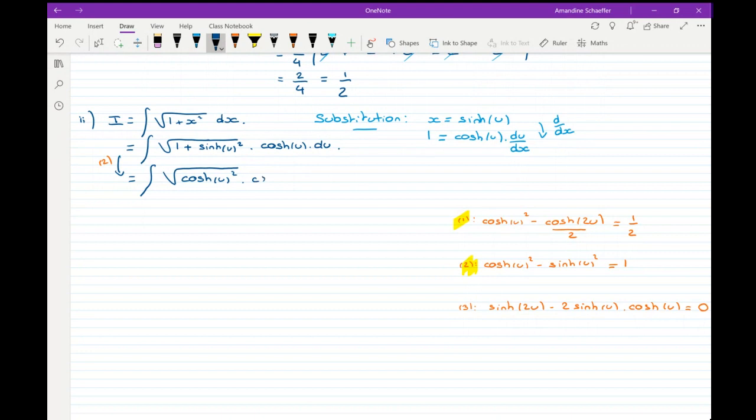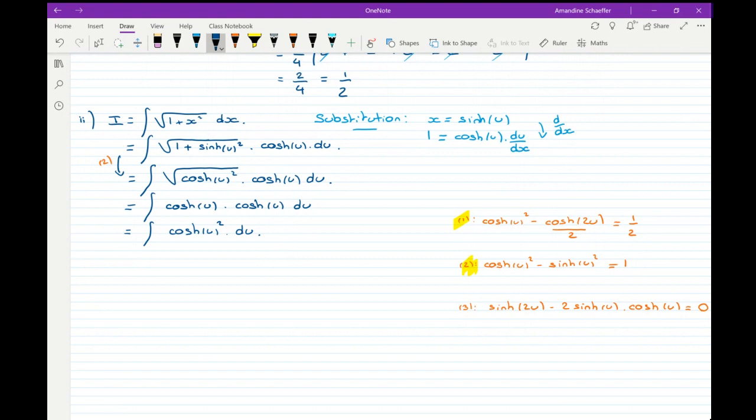And there's nothing I can do with this cosh u du. It looks a bit better, especially since I have a square root of a square, so I can get rid of it. So that's just cosh u times cosh u again, and still du, which I could have written straight away as cosh squared u du. I hope you're still following.